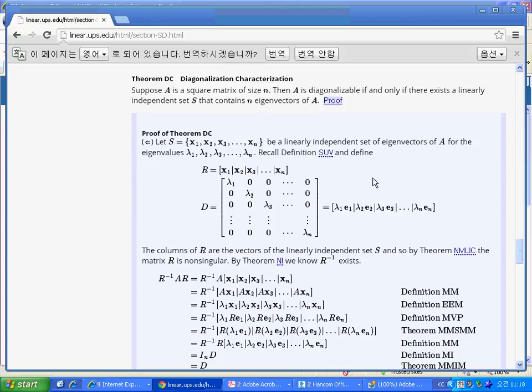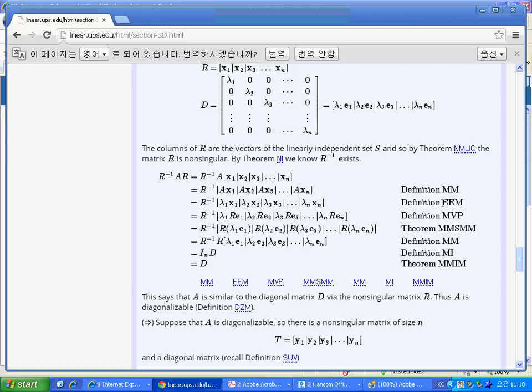I like to do my proofs this way. I start with something and I end up with something else. So R is just all the eigenvectors in a matrix. How do you define matrix multiplication? You do a row out of a column? Row column. Yeah, okay. Right.